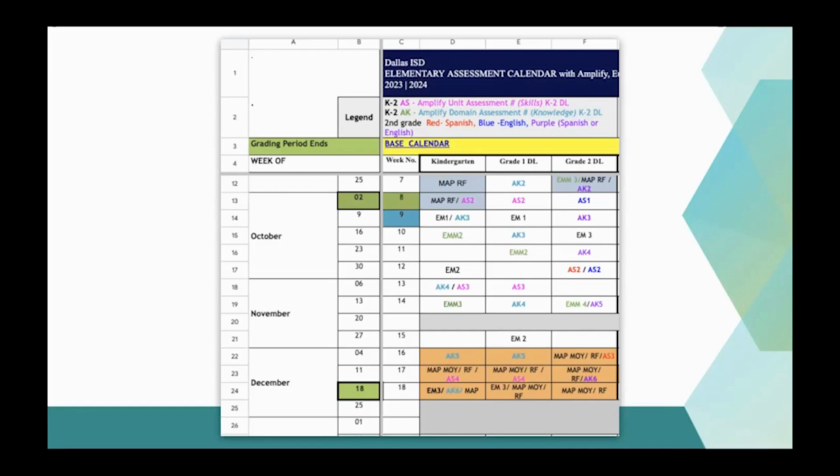Also in Curriculum Central, you'll notice there's a little spot on the bottom corner that has your blueprints. It shows all the TEKS that will be tested during that assessment time frame.